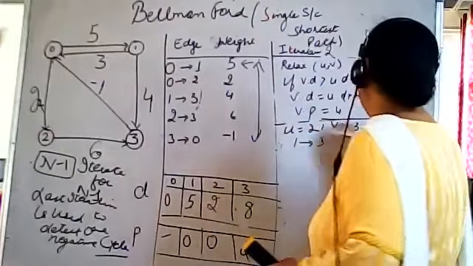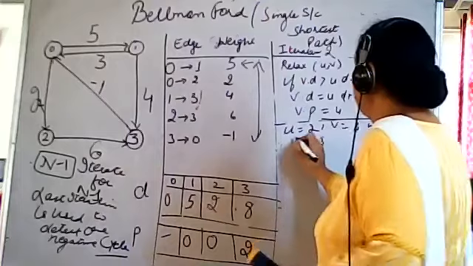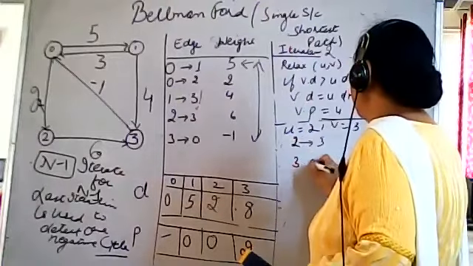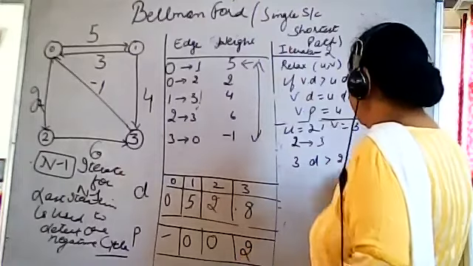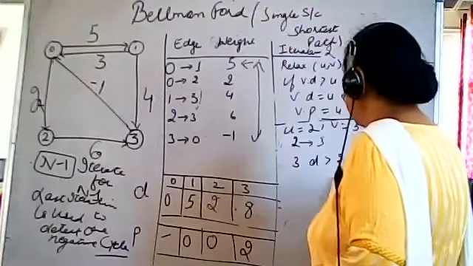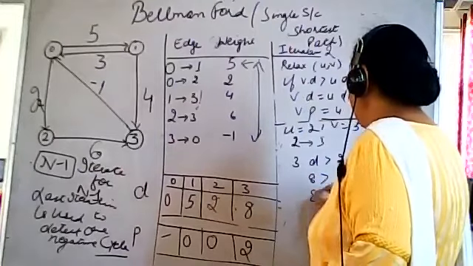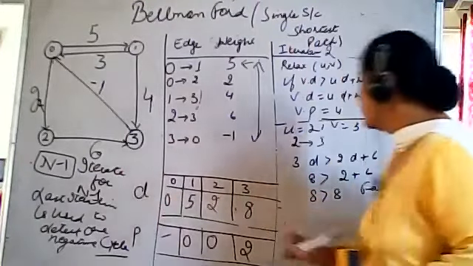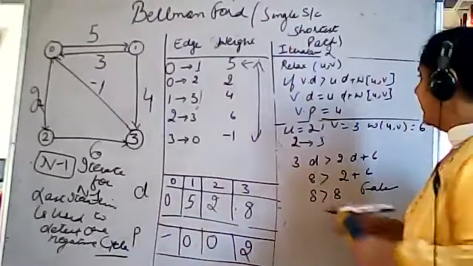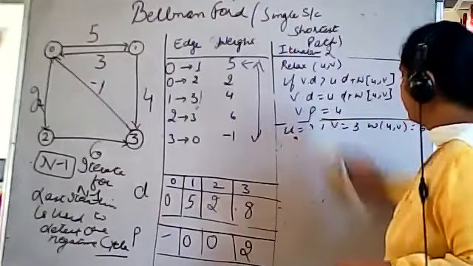2 comma 3. It is going to be 6. So V dot D, 3 dot D, is greater than 2 dot D plus 6. 2 dot D is 2, plus 6. So 8 is greater than 8. What is the condition? False. No changes are to be done. And then again move to the next edge.